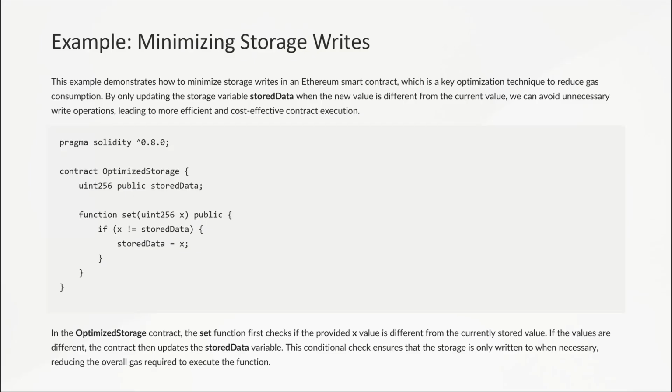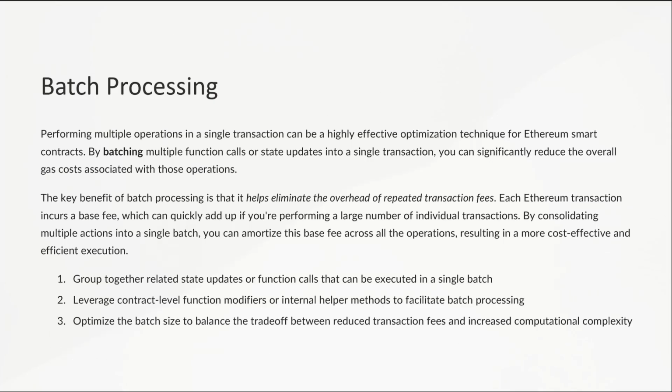Here is an example code of minimizing storage writes. In this code, data is only stored if it is different from the previously stored data. This conditional check ensures that the storage is only written to when necessary, reducing the overall gas required to execute the function. Batch processing. Performing multiple operations in a single transaction can be a highly effective optimization technique.